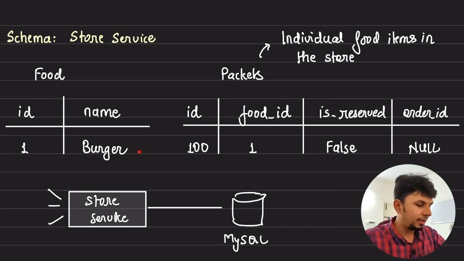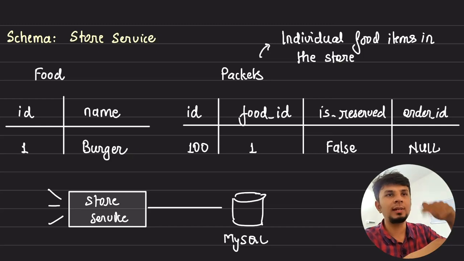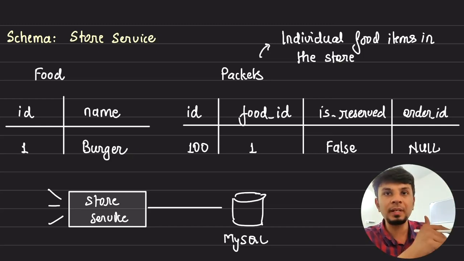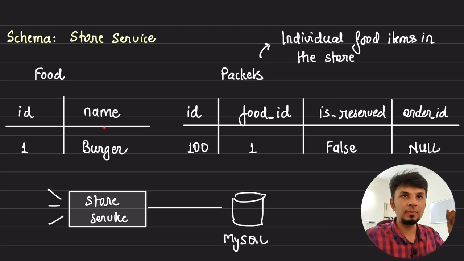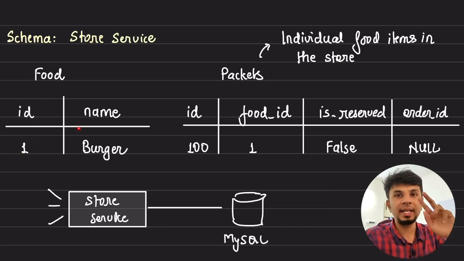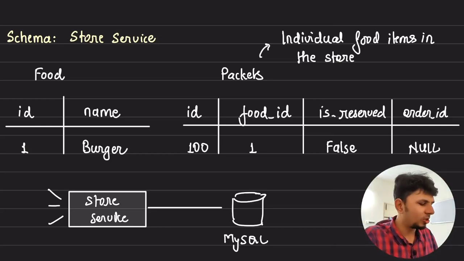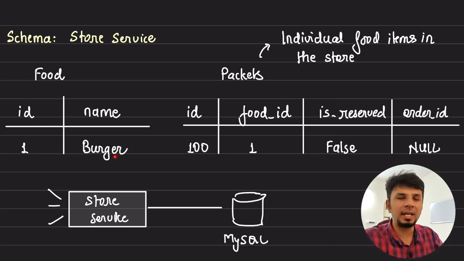So this would have a list of all food items. Obviously the restaurant ID and all is missing. I don't care about this in this implementation. So here what it would have is an ID and name, just for prettification sort of thing. So ID one, burger one, name is burger, right?